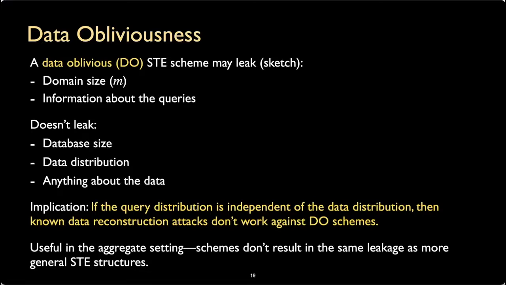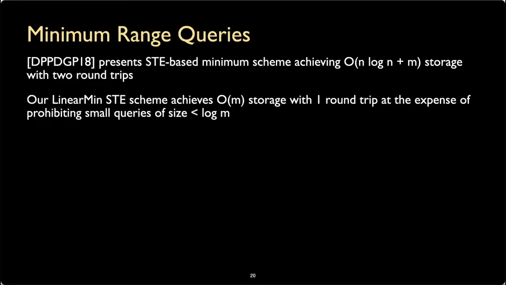In our paper, we go through several different types of aggregate range query types, and we talk about how we satisfy data obliviousness for each one of these structures. But to give you a sense of exactly what needs to happen for some of these query types in order to achieve data obliviousness, we'll talk about our work on one specific query type, which is minimum range queries.